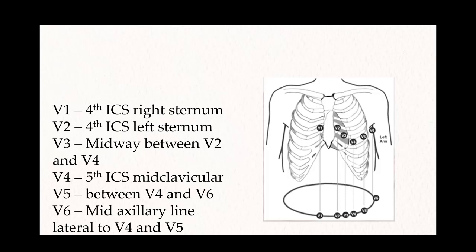Now, V3 is going to be placed diagonally in between V2 and V4. V6 is going to be placed at the fifth intercostal space, mid-axillary line, so directly below the patient's armpit. V5 goes in between V4 and V6, and it is again on the fifth intercostal space.